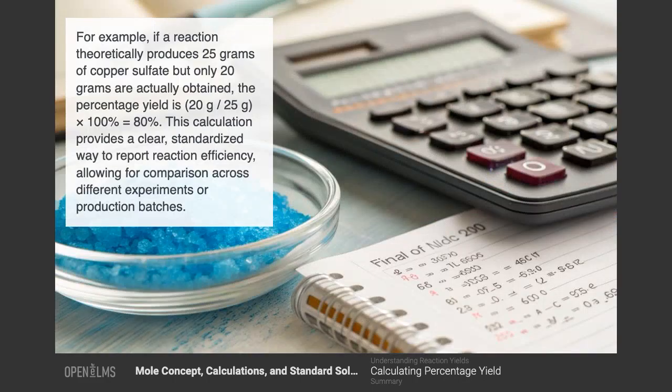For example, if a reaction theoretically produces 25 grams of copper sulfate, but only 20 grams are actually obtained, the percentage yield is 20 grams over 25 grams, times 100%, equals 80%. This calculation provides a clear, standardized way to report reaction efficiency, allowing for comparison across different experiments or production batches.